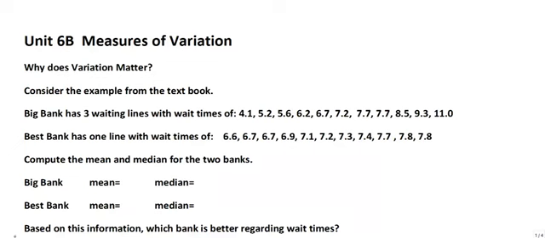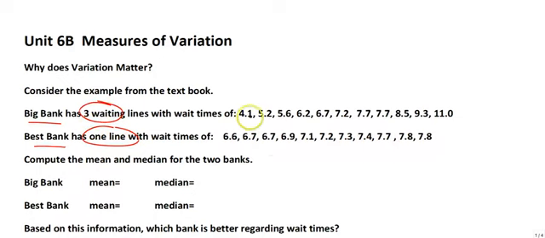Let's take a look at measures of variation and see why it matters. This is an example that I took from the textbook, and then I'll look at another one that might drive this home a little better. It says to consider the waiting lines for Big Bank and for Best Bank. Big Bank has 3 waiting lines, Best Bank has 1, and so we have some wait times.